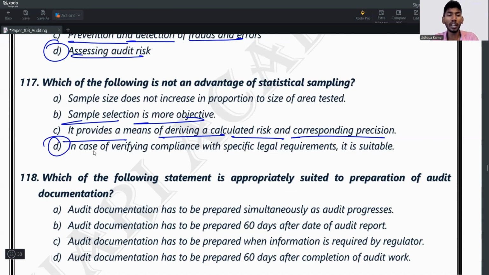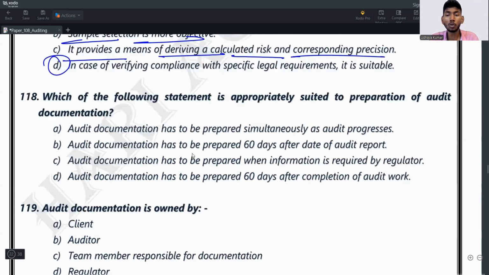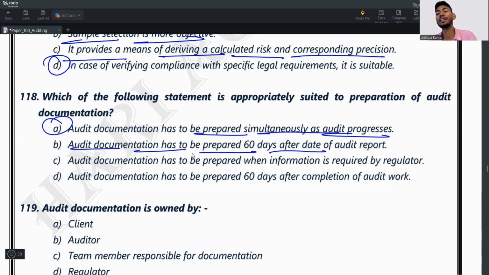Then moving to question number 118, which of the following statements is appropriate to the preparation of audit documentation? Audit documentation has to be prepared simultaneously as the audit progresses. That is the right option. So we have three more options remaining. Let's take a look. Audit documentation has to be prepared 60 days after the date of the audit report, which is incorrect, right? It should be prepared simultaneously as the audit progresses. And again, audit documentation has to be prepared when information is required by the regulator.